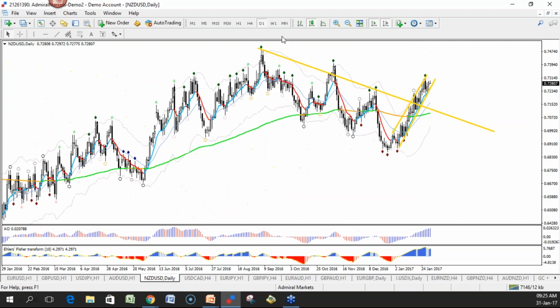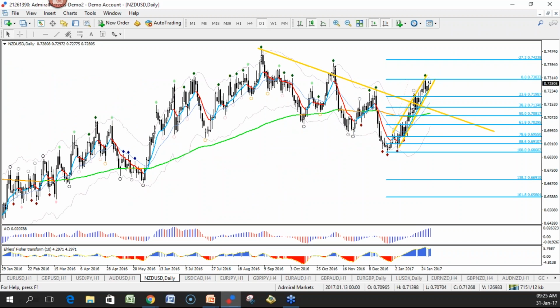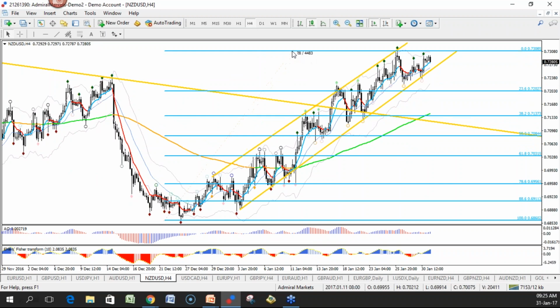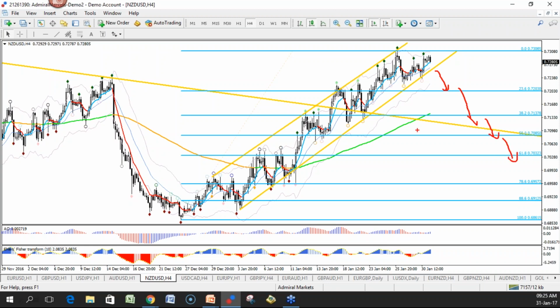And considering that, I think there's a chance for retracement. You can put a fib from here to here. And let's see. A break of that channel, we might see price retest these fibs and potentially bounce at one of those as well.